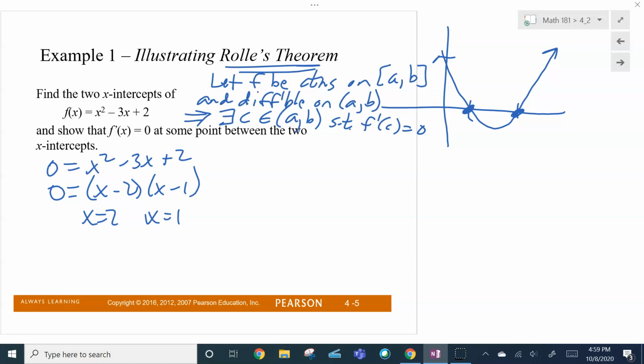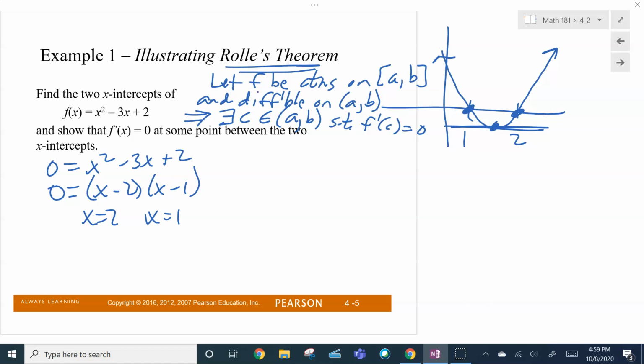So our a and our b here are from 1 to 2. We're just looking from 1 to 2. There's got to be a c in there, and we can see it right there. We just don't know where it's at for sure. We can see that f prime of c equals 0. We know it's continuous, it's quadratic. We know it's differentiable, smooth and continuous, on the open interval as well.